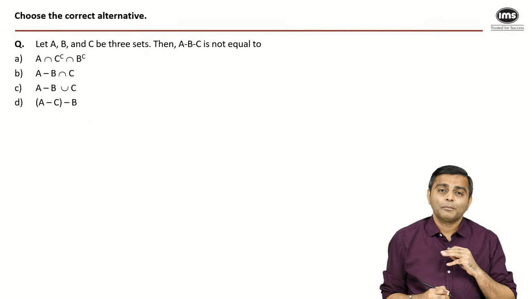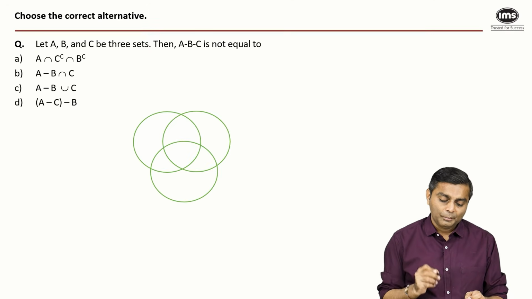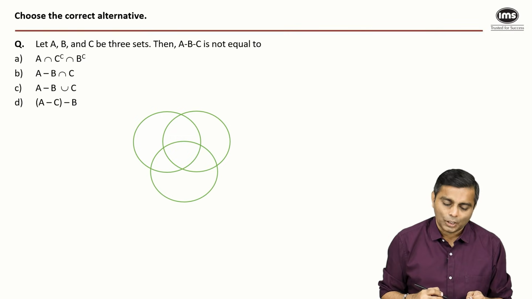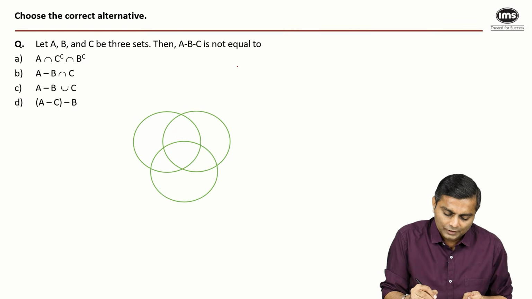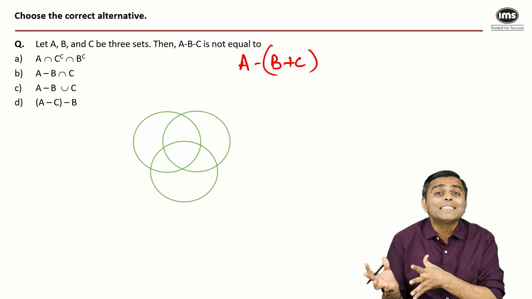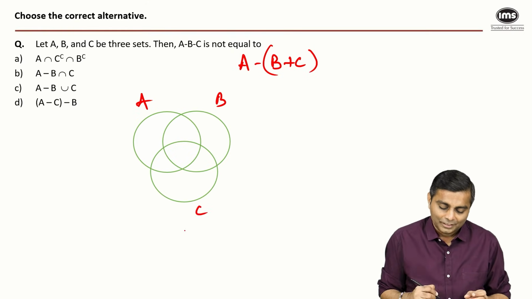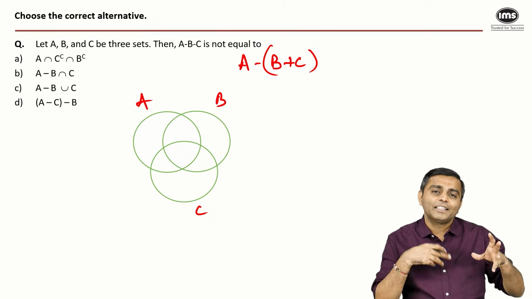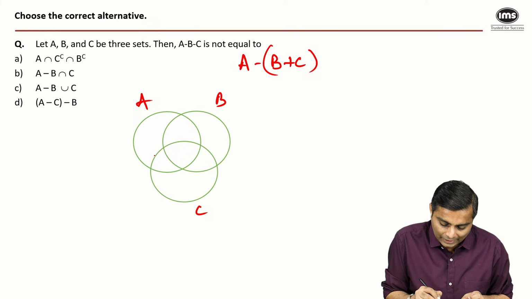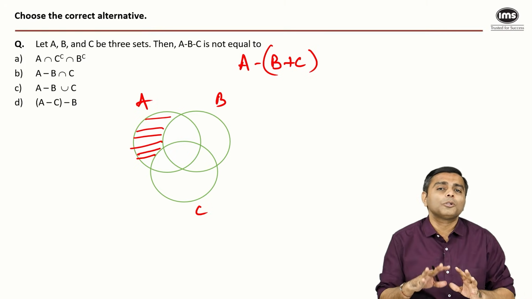Moving on to the next question, out and out set theory, but very simple question. So, I'm just going to quickly get a diagram. A, B, C, 3 sets. A minus B minus C is not equal to. For your understanding, you can rather think of this as A minus B plus C, right? So B plus C is basically B union C. So if I subtract everything from A which is either in B or C, I get this region, right? This is the region we are talking about. This is A minus B minus C. Which option is not equal to this is what we are asked.